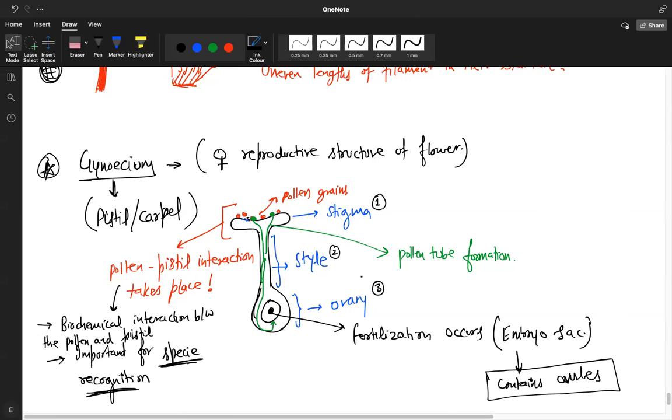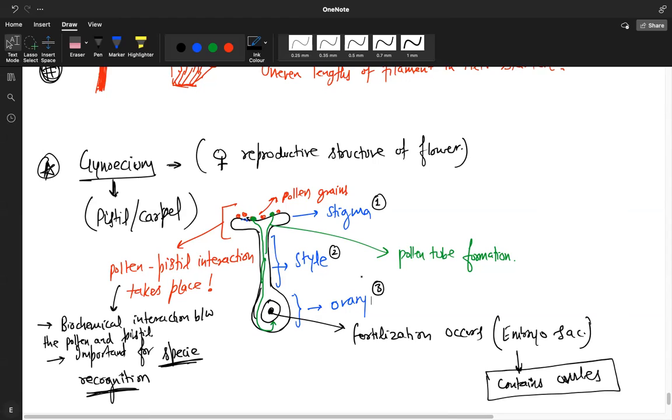Second point, style facilitates the elongation of pollen tube to reach the ovary. Is it clear? Yes, sir, it's clear. Third part, ovary, write down.